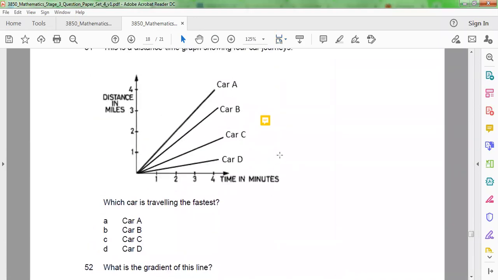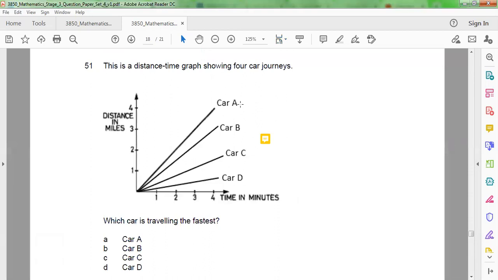All right, so this question here, 51, it says, this is a distance time graph showing 4 car journeys. All right, so what you need to understand about a distance time graph, so this is the distance and that is the time.